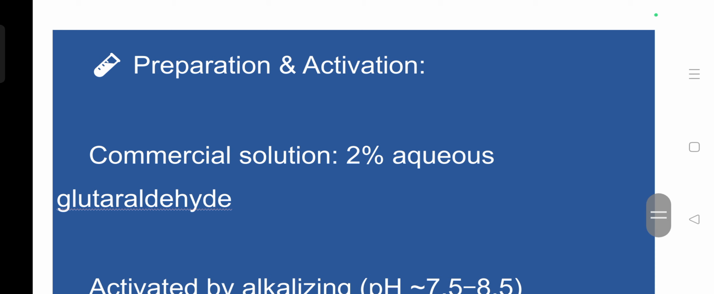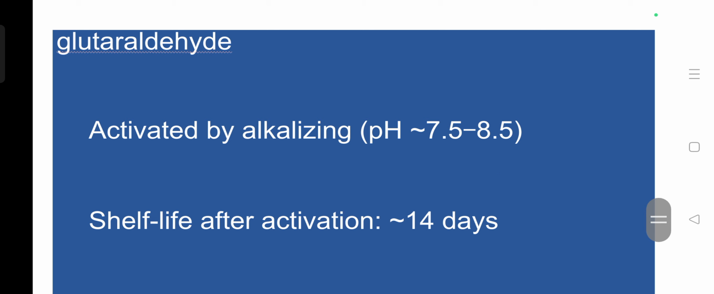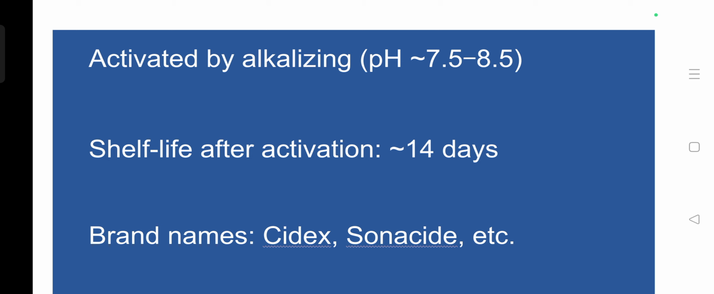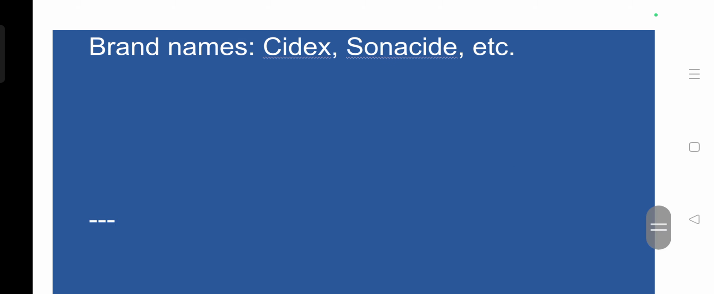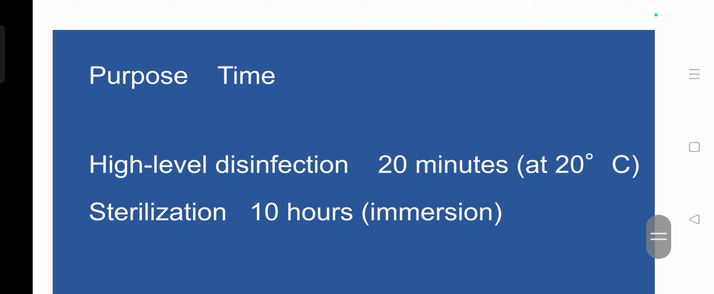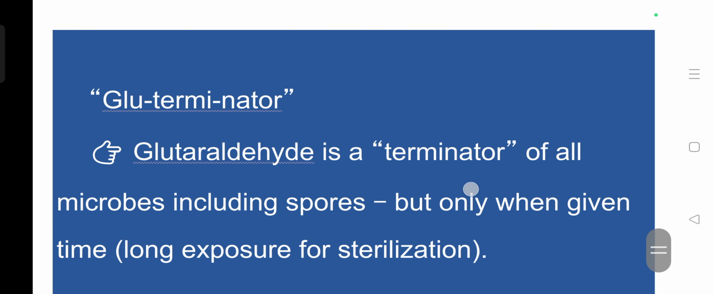Preparation of this glutaraldehyde: the commercial solution is 2% aqueous glutaraldehyde, activated by alkalinizing to pH 7.5 to 8.5. Shelf life after activation is 14 days. The brand names are Cidex and Sonacide. Time required for action is 20 minutes at 20 degrees Celsius. Sterilization requires 10-hour immersion.